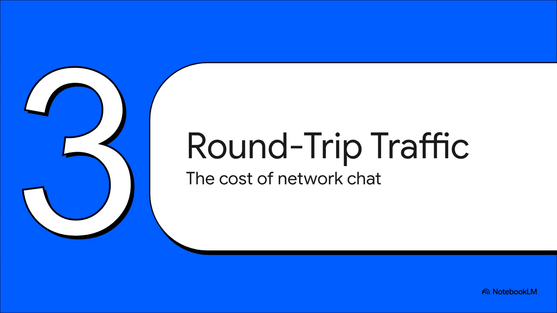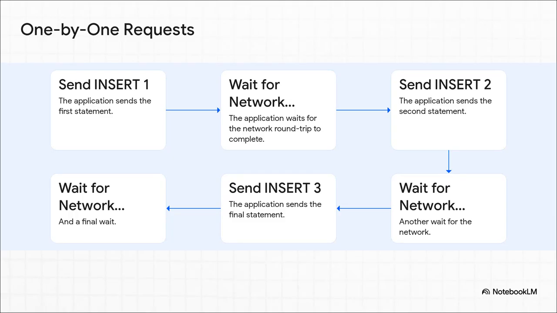All right, next up is the round-trip traffic jam. So even with a super fast pooled connection, you're not out of the woods. You still have to pay a network latency tax every single time you send a statement and have to wait for the database to reply. And this slide just lays out the problem perfectly. Let's say you need to insert 3 rows. If you send them one by one, that's 3 separate trips across the network. Send, wait, send, wait, send, wait. It's like sending 3 separate delivery trucks when one big one would have done the job way faster.